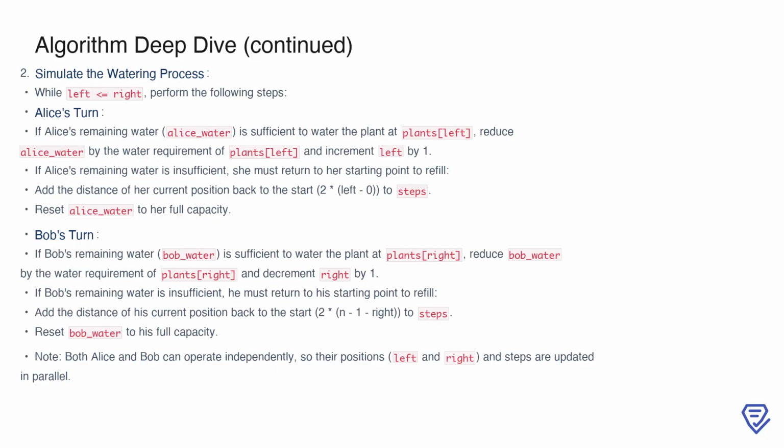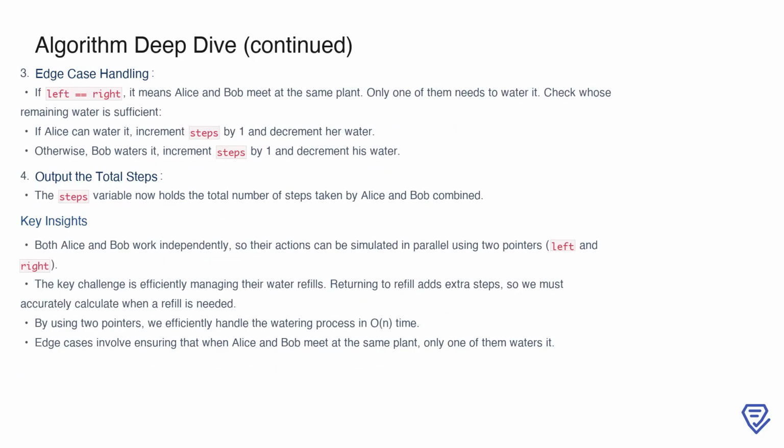If his water runs out, he must return to his starting position, adding 2 and 1 right to the steps, and resetting his water. Both Alice and Bob perform these actions independently, and their positions and step counts are updated in parallel. When Alice and Bob eventually meet at the same plant, which happens when left equals right, we need to decide which of the two will water it.